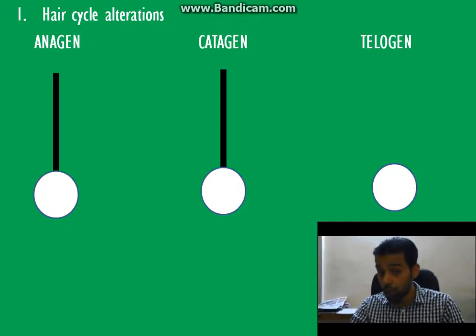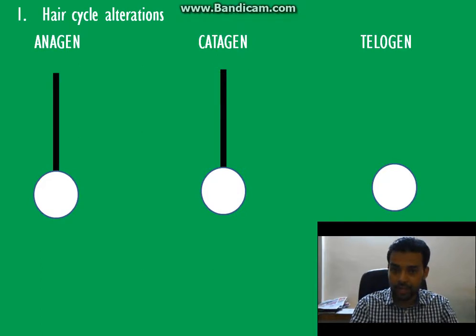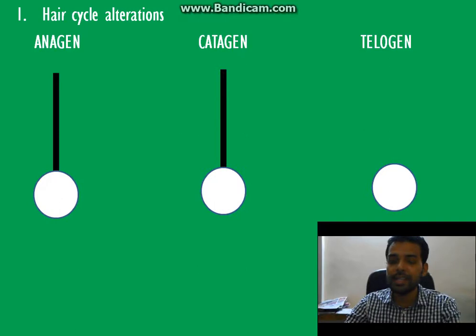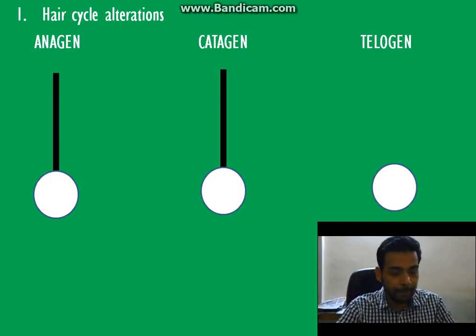But what happens in androgenetic alopecia? There is hair cycle alteration. Most of the hairs are shifted from anagen to telogen, and therefore they are subsequently shed, resulting in alopecia. This is the first thing that is happening.